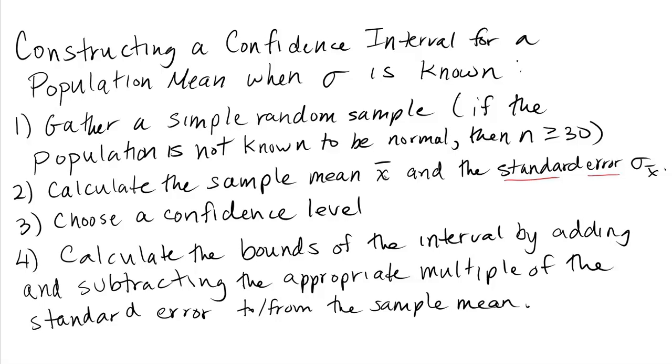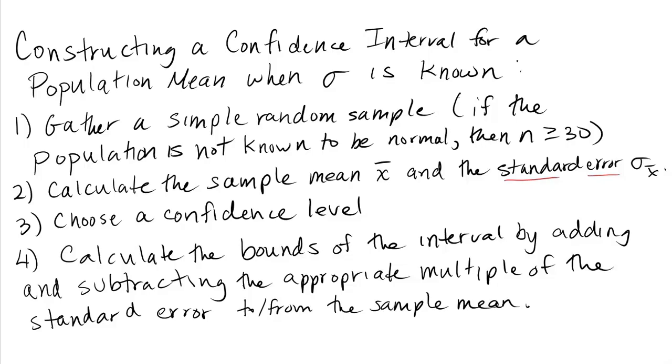We can calculate x bar because we have a simple random sample, so we just take all the data from the sample, add it all up, divide, and we get our sample mean. We can calculate the standard error because we're assuming that we know sigma, and we also know n because we chose the size of the sample. So we can get both of those.